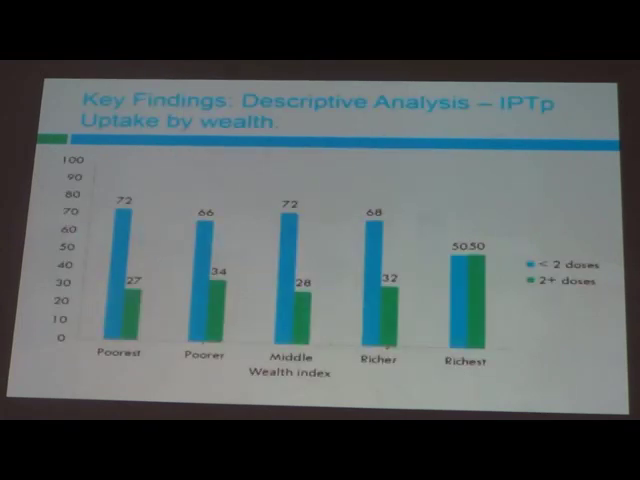And we look at descriptive statistics. You can look at mothers who are a bit wealthier doing fairly better. Up to 50% of them are taking the recommended dosage, while if you look at the poorest, only 27% of them are taking.